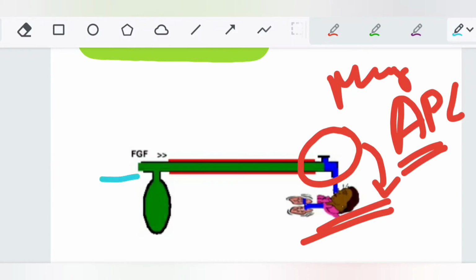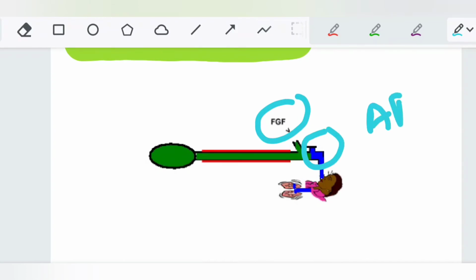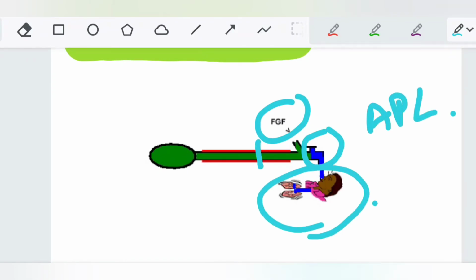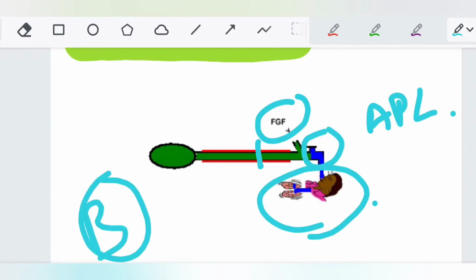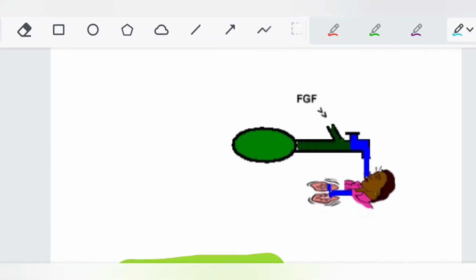Now here, other things we see: this is the fresh gas flow and this is my reservoir bag. There we see the fresh gas flow and also the APL valve. Both are on the patient side. So this must be my Mapleson B circuit. Next, there is no corrugated tubing.